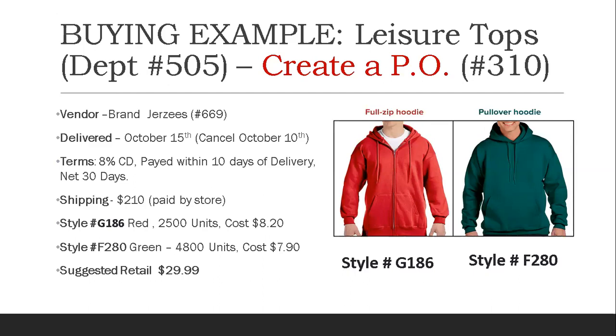Style, the first style is the red hoodie, which is called a full zip hoodie. This is style G186 red. We're gonna buy 2,500 units at a wholesale cost or unit price of $8.20. The green hoodie, style F280, we're going to buy 4,800 units at a wholesale cost of $7.90 price per unit. And we're going to retail the price of these goods in our store or on our website for a final retail price of $29.99 for each hoodie. All right, guys, so let's fill out our purchase order.